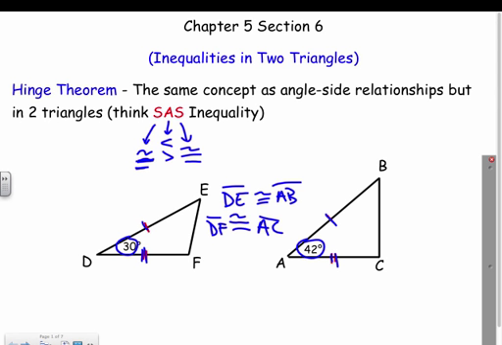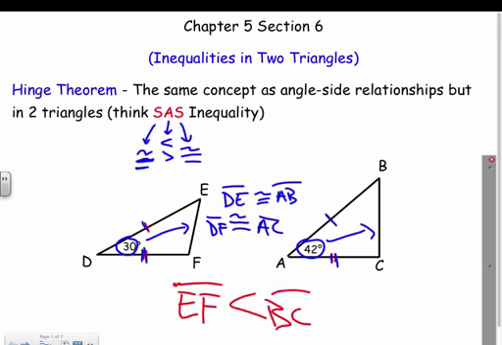So I can look at the side opposite. Since I have that side-angle-side inequality, I can apply this Hinge theorem here and say that EF is less than BC, simply because its angle, 30 degrees, is smaller than the angle opposite on the other one, which is 42 degrees. So it's the same concept as the angle-side relationships, but you have to have that side-angle-side thought process with the triangles.